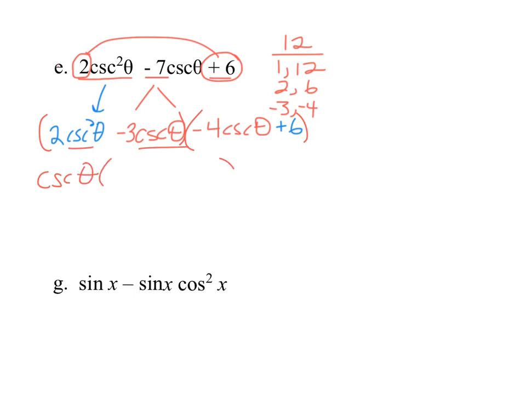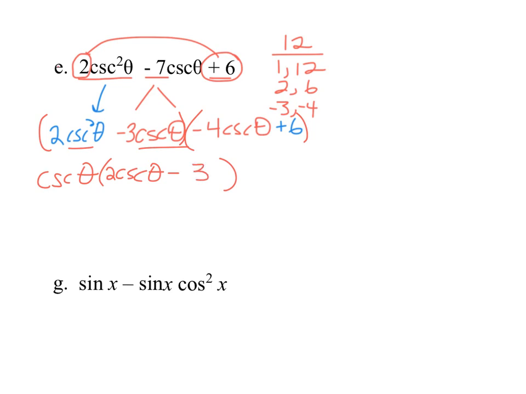And then to see what's left over, if I had 2 cosecant squared theta in that first blue term, and I factor out just one of the cosecants, I'm going to have 2 and then just cosecant theta left over. And then we do minus. If I take cosecant theta out of 3 cosecant theta, we just have 3 left over.